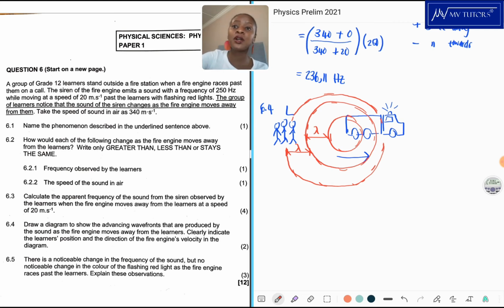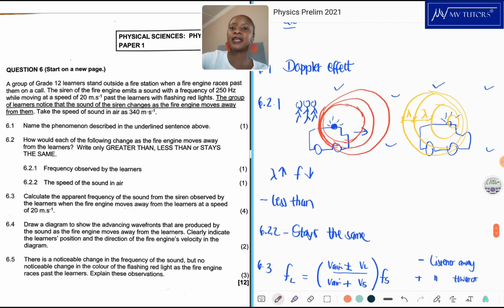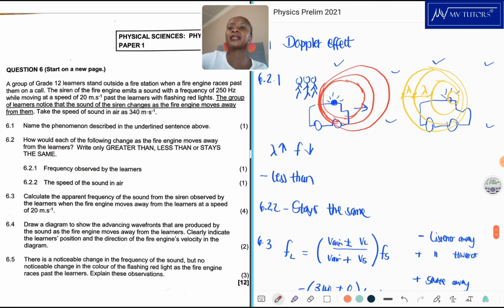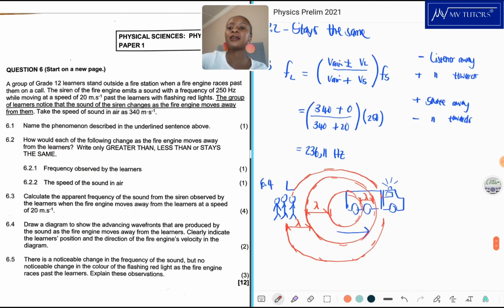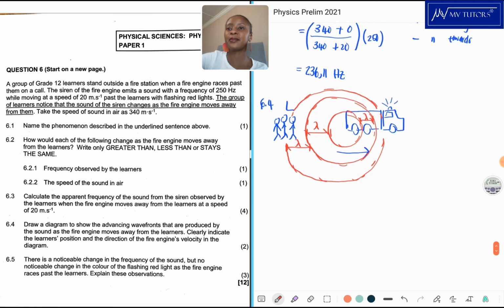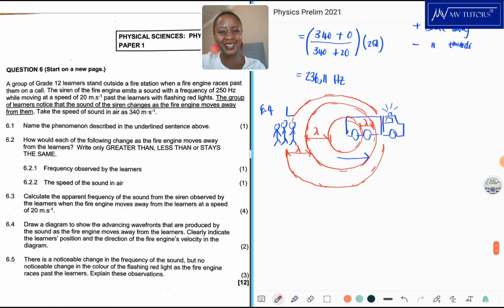Like you saw, first it started off as 250 when the learners were close to the fire engine as it was moving out, but the further it moved away, it became less, 236. So you must show that the wavelengths on this side are bigger compared to the wavelengths here. And I did indicate it there. When it moves away, it looks something like that. When it's close to them, it looks something like that on the left. But that is pretty much how you would sketch it.